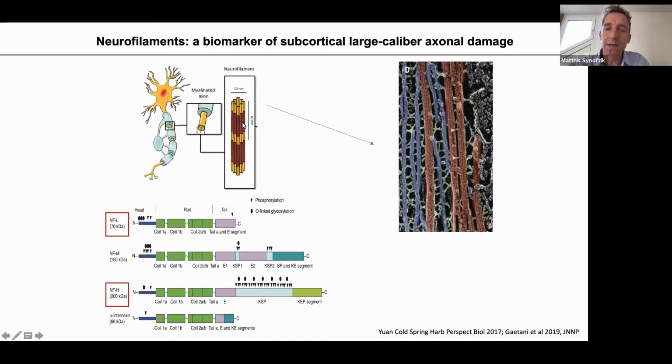Neurofilaments are part of the cytoskeleton, in particular of the long axons. And whatever type of damage hits your axon gives you a release of the neurofilament. So even if you're a soccer player and you head the ball, this will lead to a release of neurofilaments. So it's in no way specific. Whatever puts damage to your axon will lead to a release of your neurofilaments.